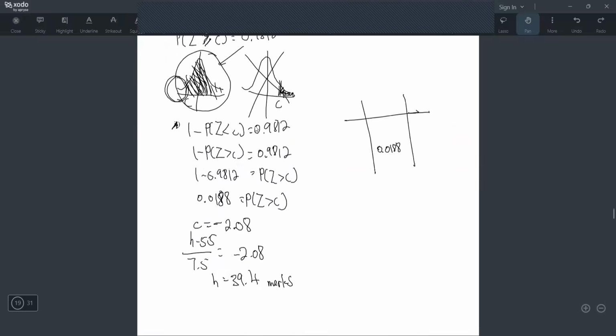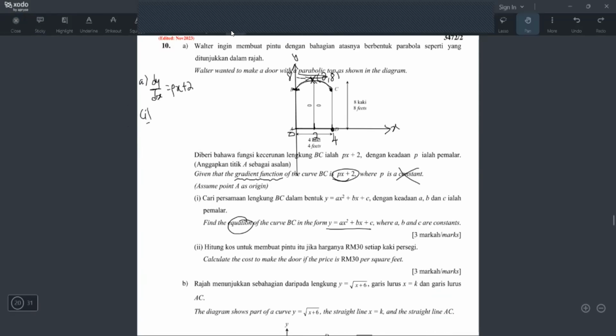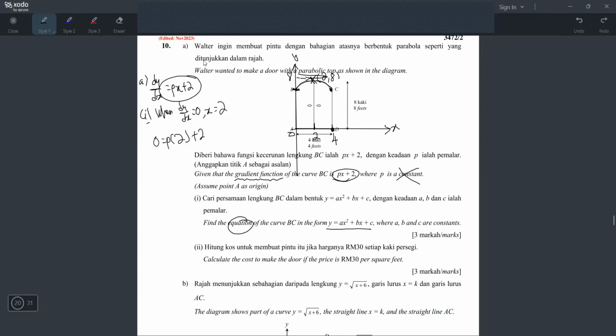So go to this question and do b, and you will do dy/dx equals 0. So when dy/dx equals 0, the x will be 2 because the turning point is 2. So now it will be 0 equals p(2) plus 2. It means when I substitute x equals 2 into my dy/dx, my gradient of the tangent will be 0. To get the gradient of the tangent, you have to substitute the value of x, right? But when the value of x is 2, the gradient will be 0 because that's the maximum point. So how to find p? Plus 2 moves over to become -2, divide by 2 is -1. So my p is -1.